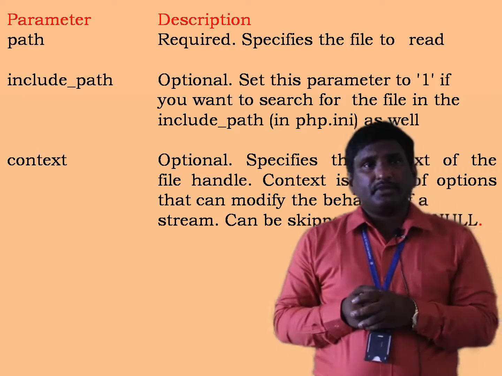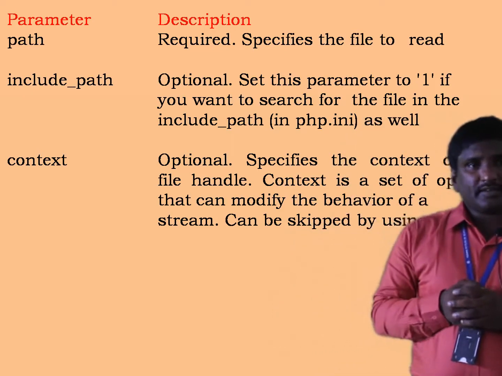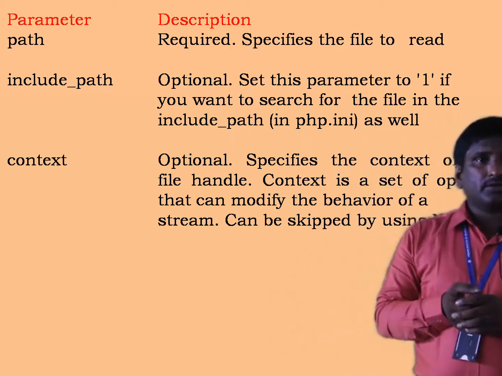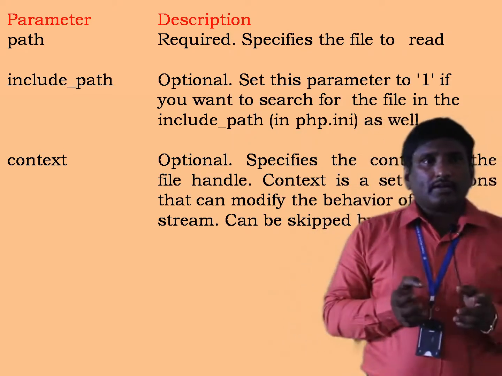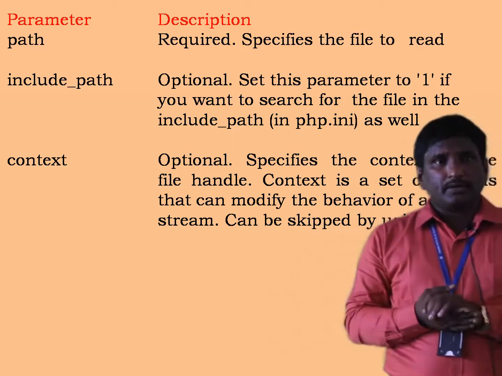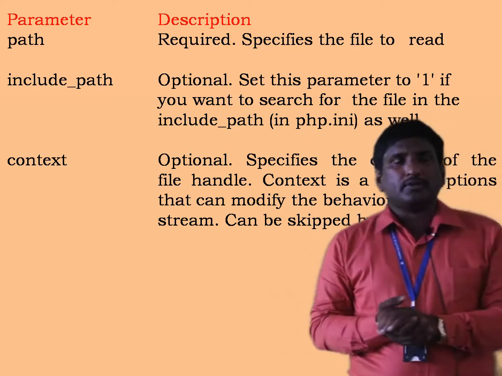It specifies the context of the file handle. Context is a set of options that can modify the behavior of a stream, and it can be skipped. Okay, so if you want to open the file, these are the parameters. Path is required, the remaining two are optional.